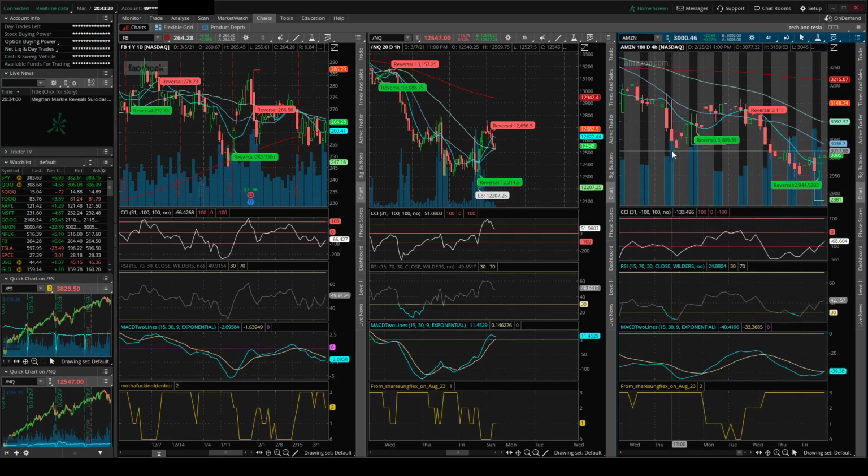So notice we have our first shoulder, we have our head forming. I would like to see Amazon near this 3,100 mark, at least break above this 3,040 mark.